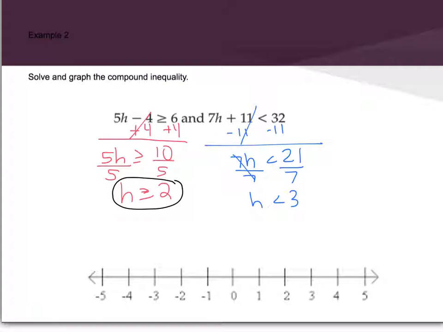So let's graph h is greater than or equal to 2. So here's 2. Since it's greater than or equal to, I put my closed dot. And greater than or equal to has got to be this way. Okay? And now let's graph h is less than 3. So that's an open circle on 3. And less than is to the left. And it's that way. So here is our intersection. Okay? That's our graph.